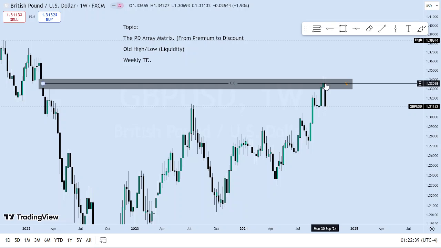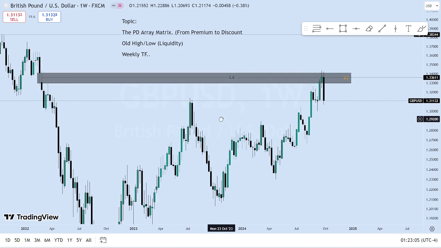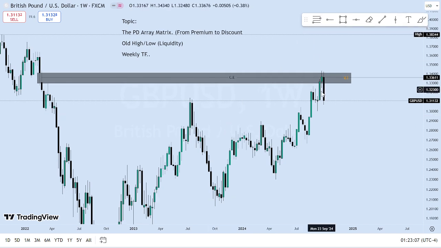Then price will seek any inefficiency or liquidity below discount area. Below is discount area, above is premium level. So we trade from premium to discount, or from discount, you can see here is a discount area fair value gap, to a premium. You see it, it's algorithmic trading, purely algorithmic trading. So we trade from premium to discount.